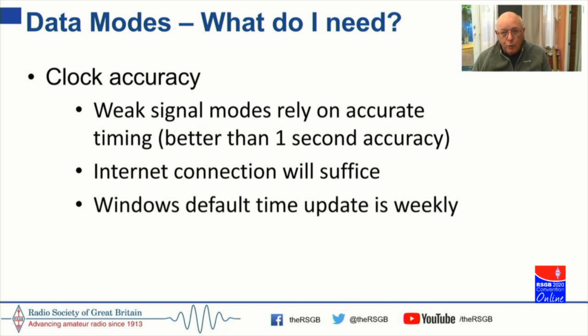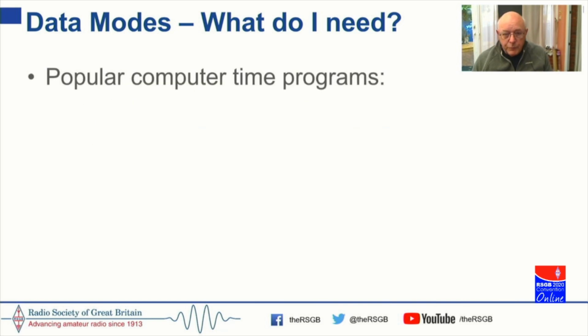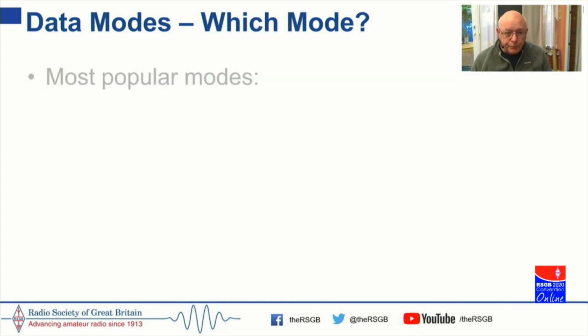The only thing you might want to watch is that the Windows default update for the clock is weekly. So once a week, it will go and check how far out the clock is and put it right. So depending on how your clock drifts during that week, you might want to use some software tools to increase the accuracy. And here's a set of popular programs, probably in order of popularity, that you might like to add. Basically, they just check the internet more frequently and keep your clock up to date.